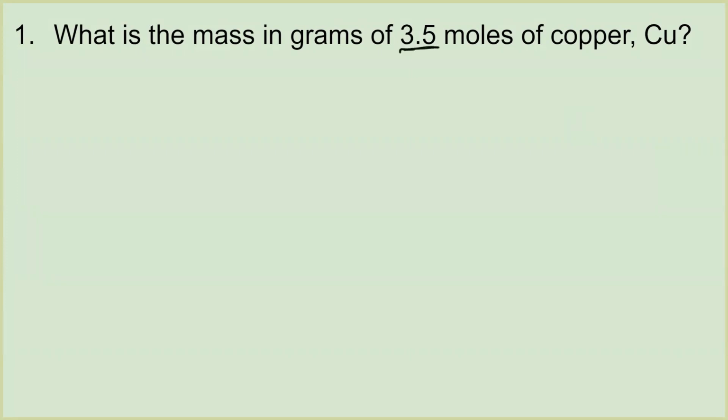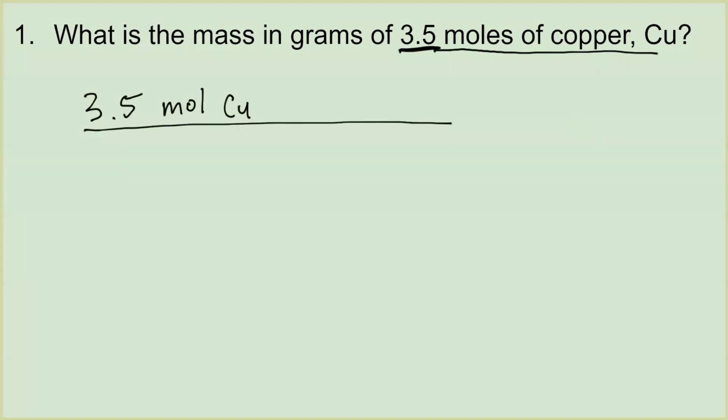So the number that we're given is 3.5. And we have to include the units, moles of copper. So go ahead and write this down. You're going to write down 3.5 moles of Cu. Okay. Now I'm going to make a little fence. So make a little line. Okay, put a line down the middle, just like that. Now, the first thing I have to do is take these units and copy them down here. So I'm going to copy down mole of Cu.